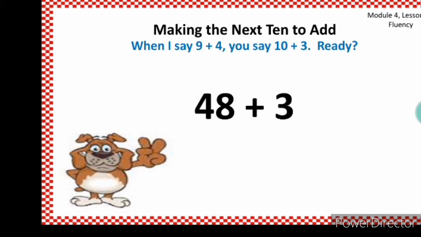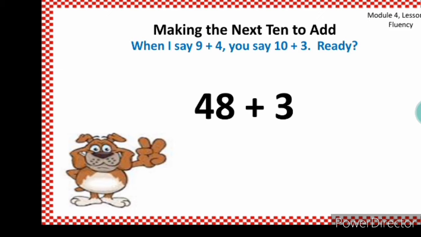We have 48 plus 3. For us to make 48 the next 10, the next 10 close to 48 is what? 50. So we have to make 48 into 50. So what are we adding to 48? Good, we are adding 2 to 48. So we get the 2 from here. Correct. I know you are following. We are getting the 2 from 3.